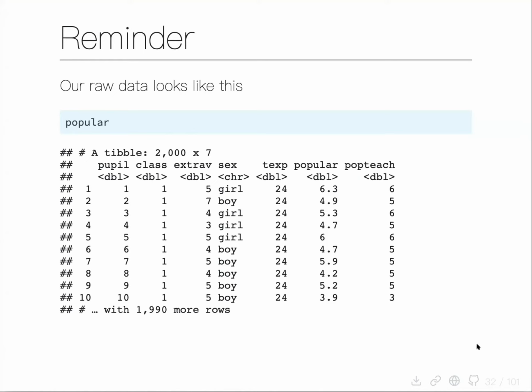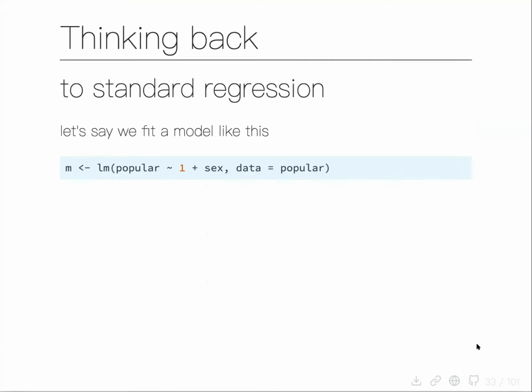Okay. So reminder of what our raw data look like, right? Let's think back to standard regression for a second. So notice I'm using LM here instead of LMER, right? So this is just from the base stats package. And I'm fitting a model with popular as the outcome, and intercept and sex. Okay, intercept and sex are predicting popular. All right. So in this case, our estimated model looks like this, right?